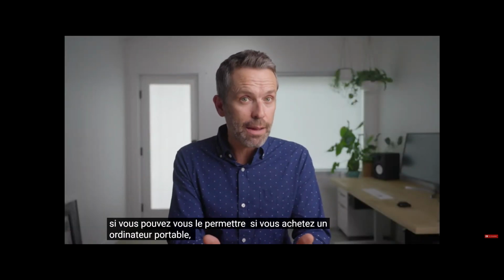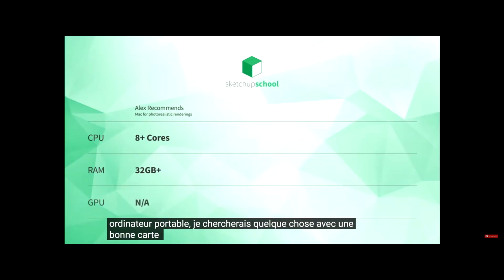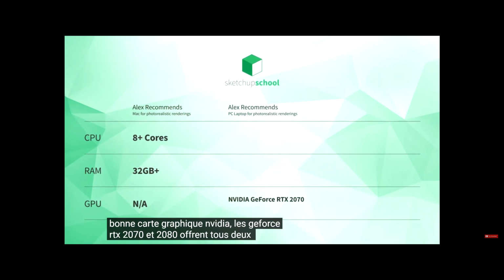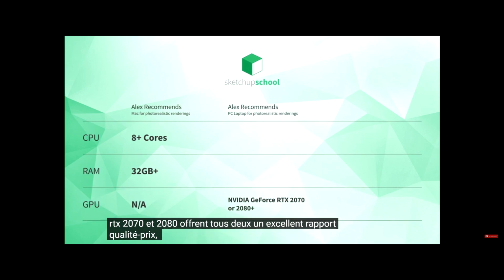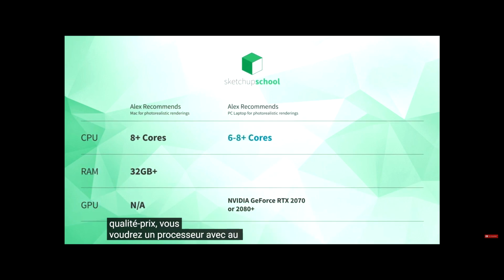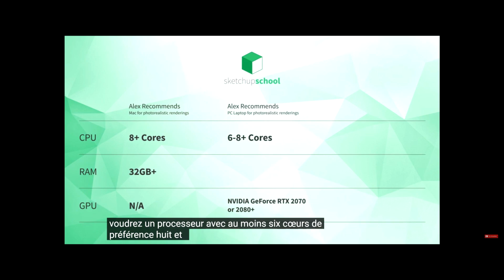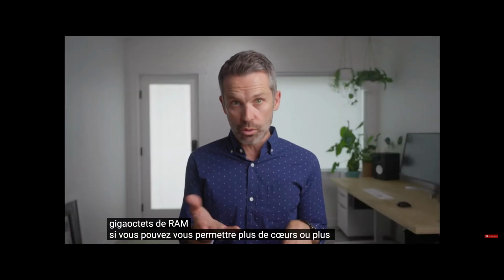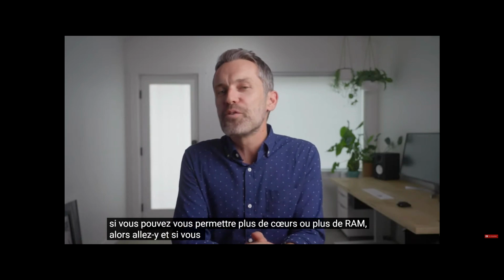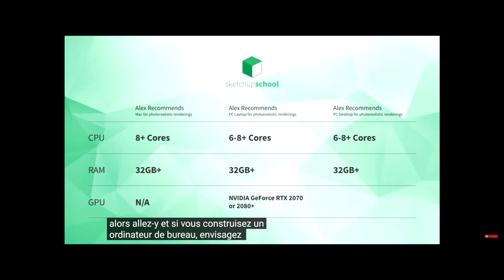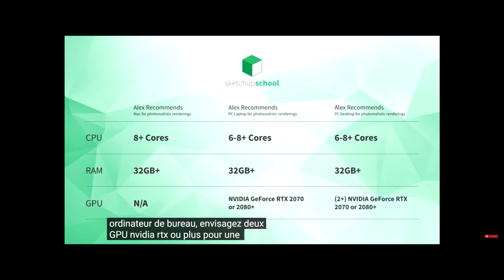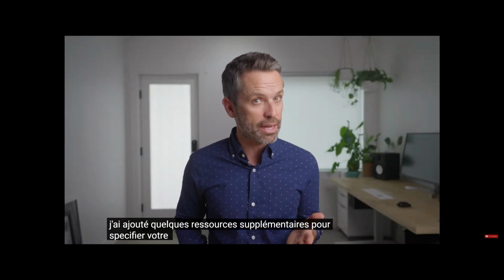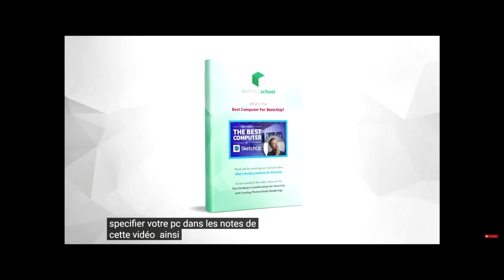If you're getting a PC laptop, I'd look for something with a good NVIDIA graphics card. The GeForce RTX 2070 and 2080 both offer great value in terms of price to performance. You'll want a CPU with at least 6 cores, preferably 8, and start with 32 gigabytes of RAM. If you can afford more cores or more RAM, then go for it. And if you're building a desktop computer, consider 2 or more NVIDIA RTX GPUs for a real boost in rendering speed. I've added some additional resources for speccing out your PC in the notes for this video as well.